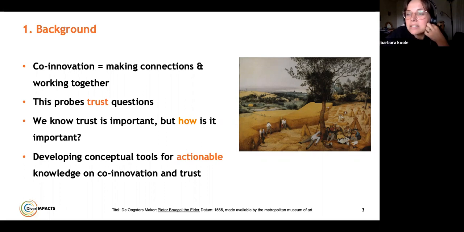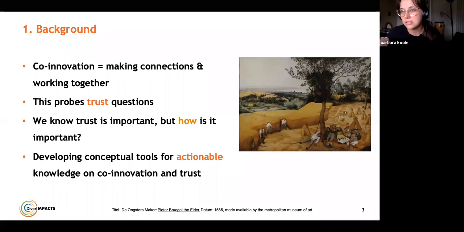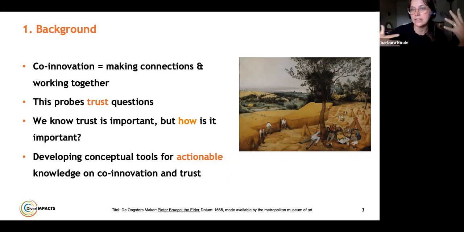However, relatively little work has been done on how trust actually plays a role in these kinds of contexts, and, following up from understanding the role of trust better, how you can foster trust in these kinds of projects. So that's the reason that for these past years, I've been focusing my attention on trust within the context of a RIO project in specific, but also more broadly in co-innovation. And the goal is, by enhancing this understanding through the research, to also develop some conceptual tools for actionable knowledge on co-innovation and trust.